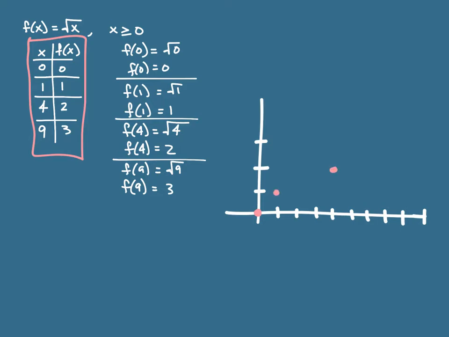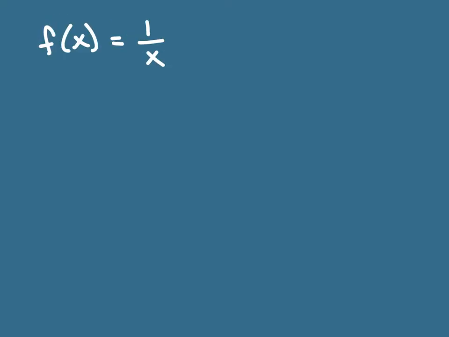And then I have the point 9, 3. Okay, and so my graph is simply just going to look like this. All right, and that's the idea on a graph like that for f of x is equal to the square root of x.